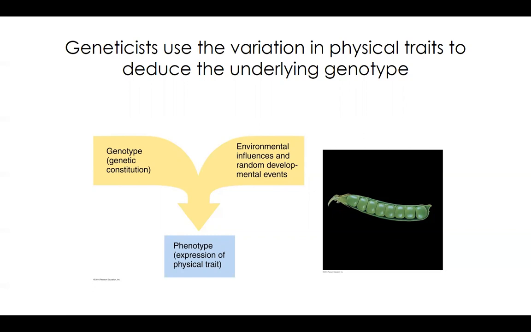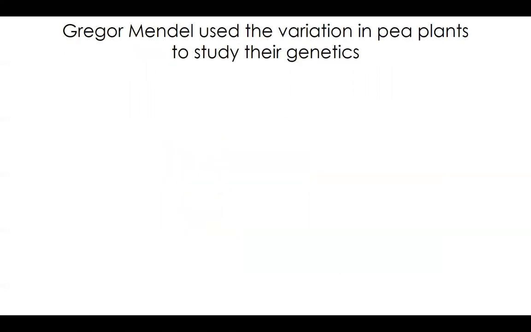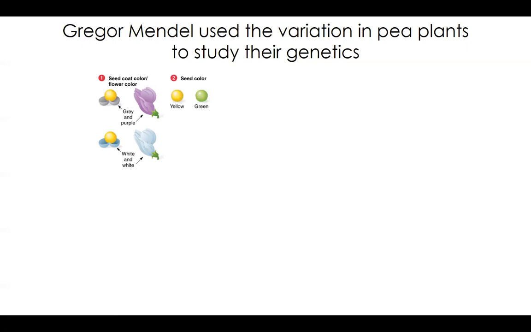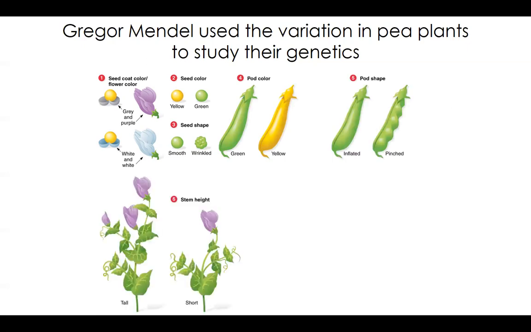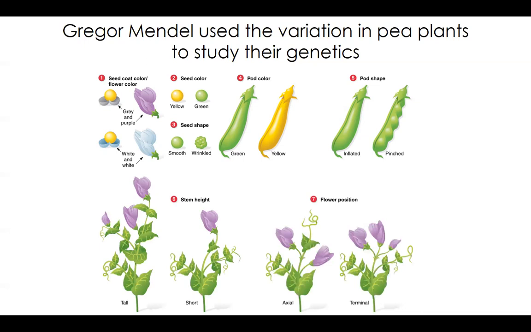When we think about Mendelian genetics, we have to start with Gregor Mendel, who was able to come up with these ratios by using variation in pea plants to study their genetics. We look at 7 different traits: seed coat, flower color, seed shape, pod color, pod shape, stem height, and flower position. We won't be looking at all of these at once, but we'll be talking about some of the elements we need to make this work and how these were actually studied.